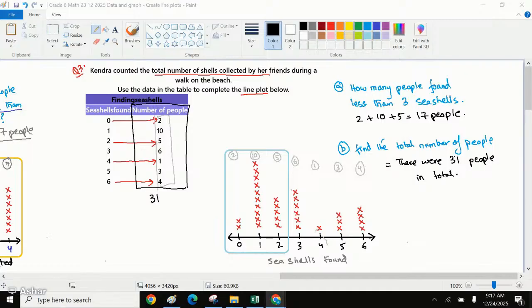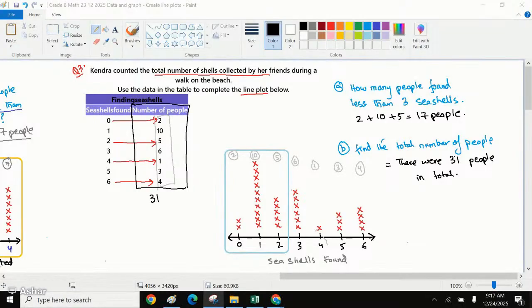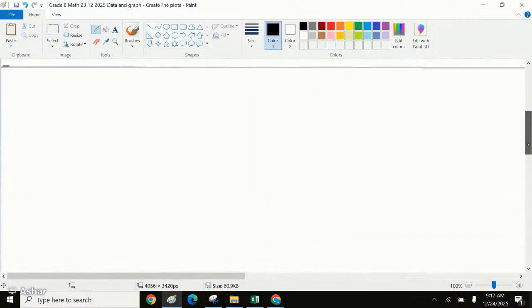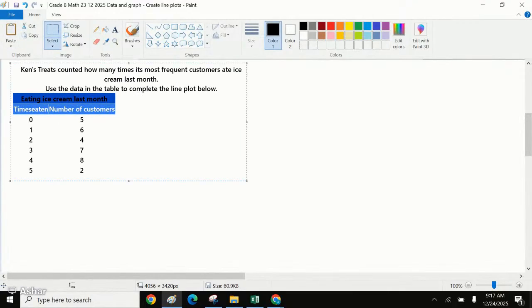Yes. Let's try the next one. Okay. The next question says, okay, it's about ice cream. Just copying the question. That would be question number 4. Let's not introduce more questions. Let's just do the construction for now. This is question number 4 because we will have word problems after this.